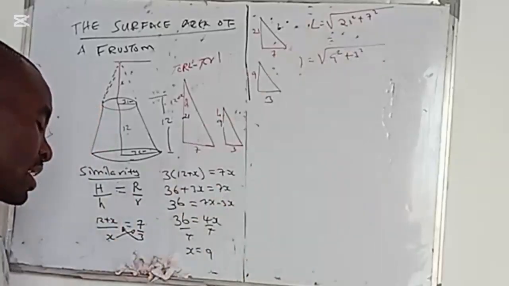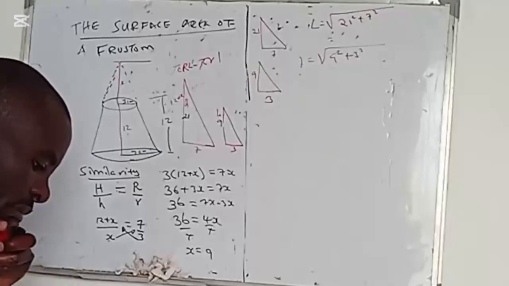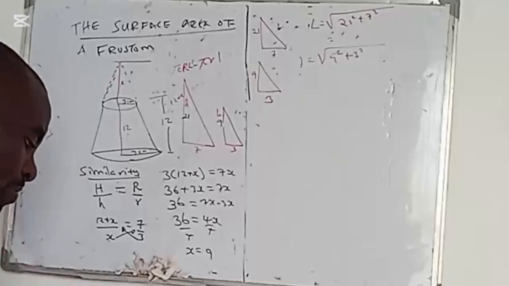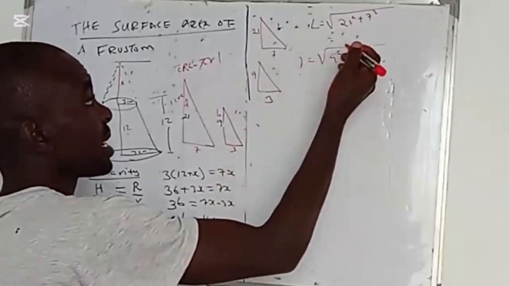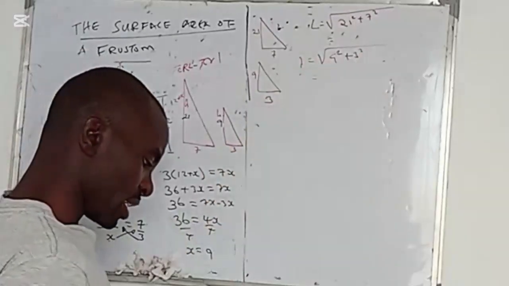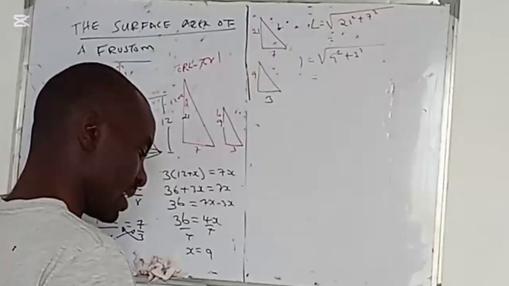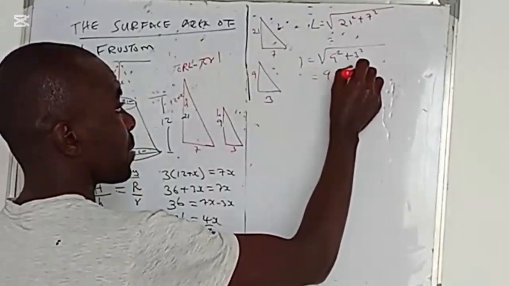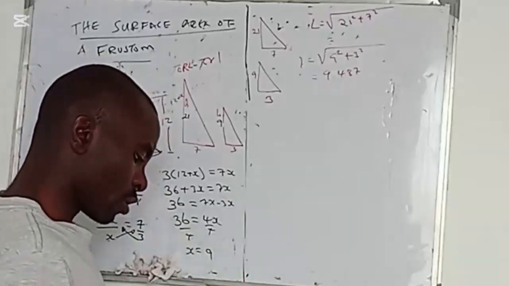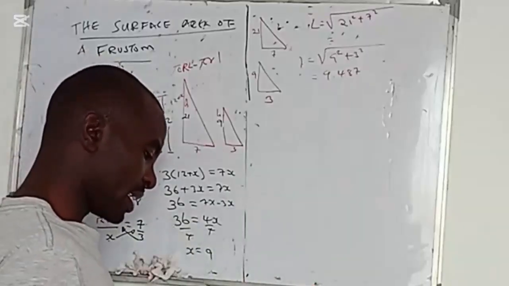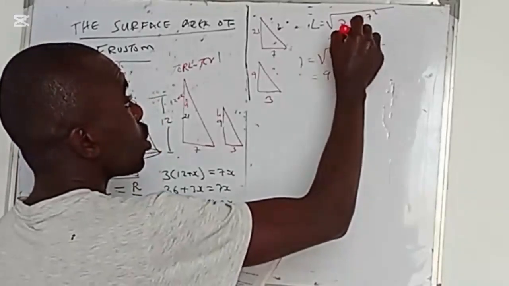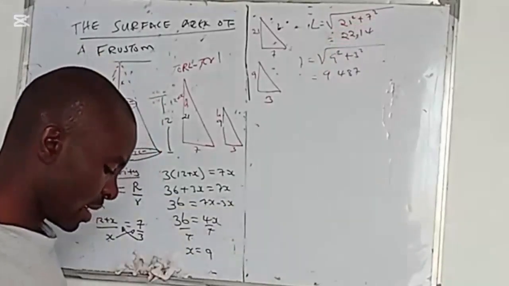If you work it out using your calculator, this one is 81 plus 9, which is the square root of 90, and the square root of 90 is 9.487. And for the other one, 21 squared plus 7 squared is 490. The square root of 490 is 22.14.